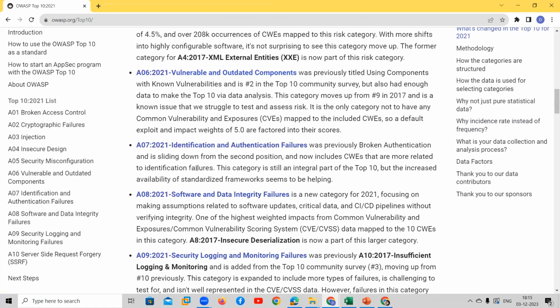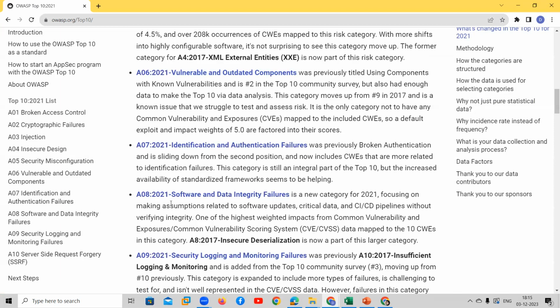Next, the seventh, identification and authentication failures. It was previously called broken authentication, but it has been renamed. So what is this all about? Specific functions related to authentication and session management, when implemented incorrectly, may allow attackers to compromise passwords, keys, and sessions, which can lead to stolen user identities and many more things.